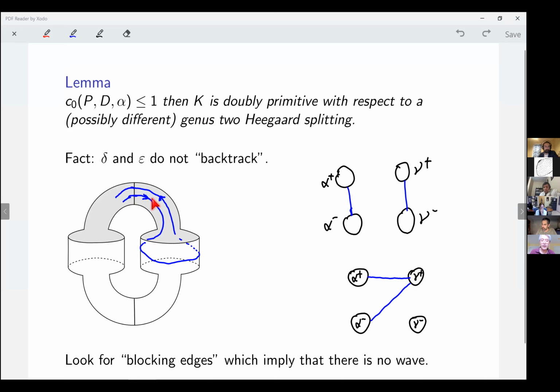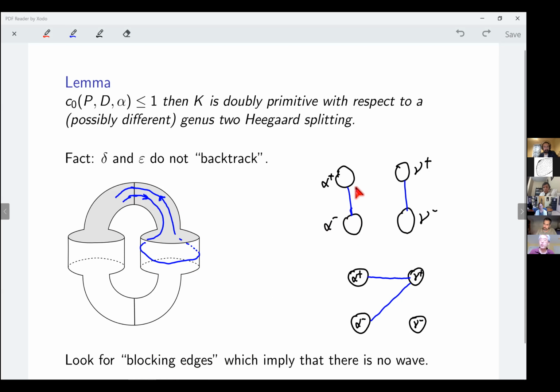They come here from this rectangle and come back to enter from a different side. You have this direction from one side, and I go back to the same direction. So this is a backtracking. When there's no backtracking, the reason is that either you can do a boundary compression, or you can find something we call blocking edges. What's a blocking edge? Those are two types of edges.